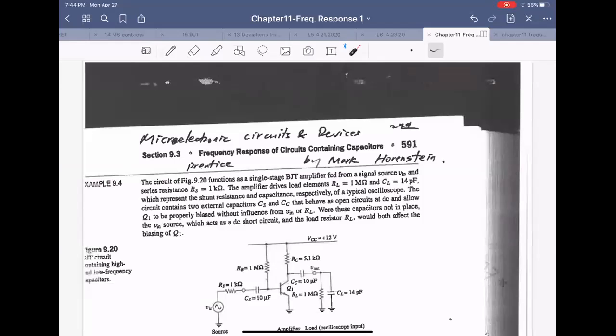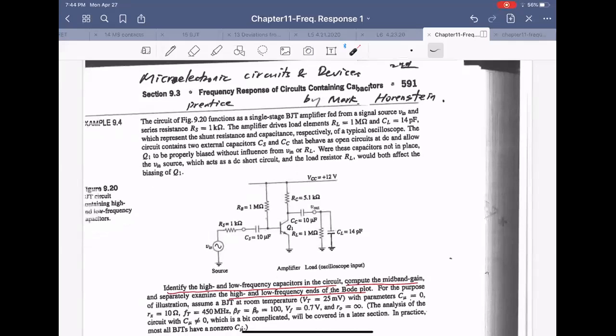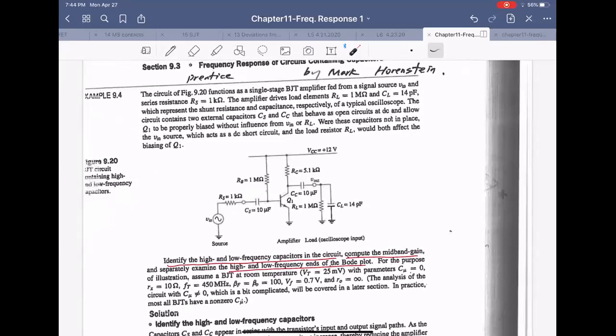Okay, let's solve 3 example problems for high frequency response. From these 3 problems, I think you can get how we can get the Bode plot. The first problem is this BJT amplifier.